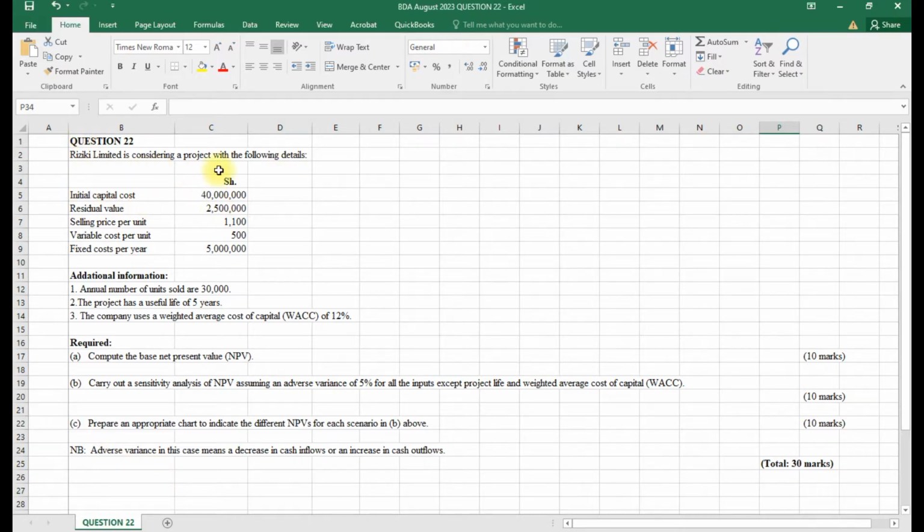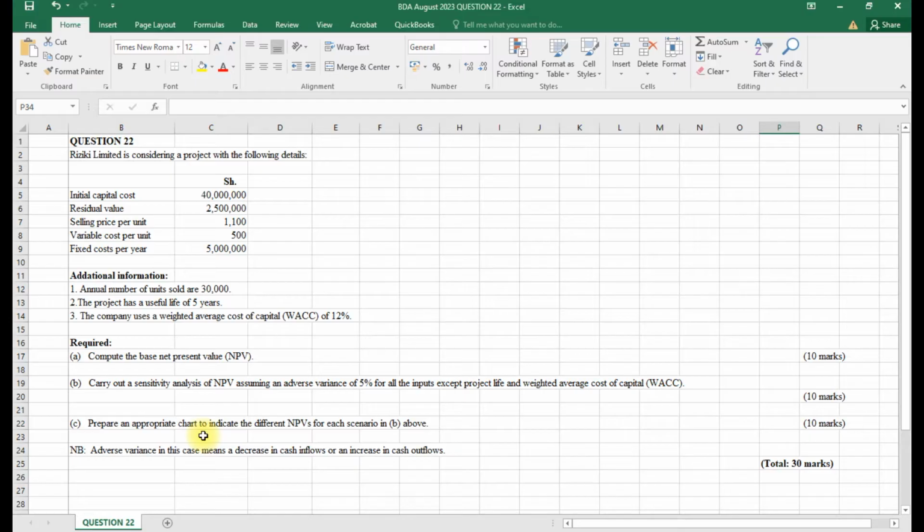Riziki Limited is considering a project with the following details: initial capital cost of 40 million, residual value of 2.5 million, selling price of 1.1, variable cost of 500, fixed cost per year of 5 million, and additional annual units sold of 30,000. The project has a useful life of 5 years. The company uses a weighted average cost of capital, WACC, of 12%. You are required to compute the base case NPV, and carry out sensitivity analysis of NPV assuming an adverse variation of 5% for all the inputs except project life and weighted average cost of capital. So these two will not change.